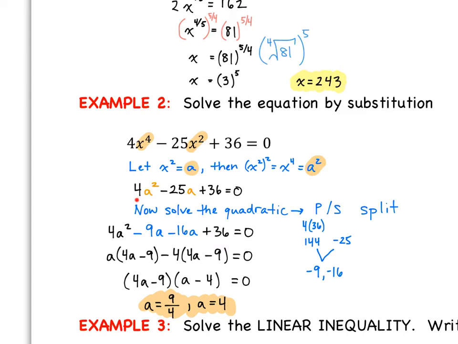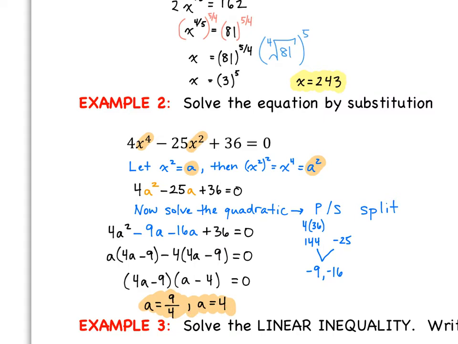Our first goal is to see if we can factor it. Now, I quickly walked through this. You can slow down and pause and take a look at the work. But I used the product sum splitting the middle method to solve for my a values down here. A is 9/4 and a is 4.